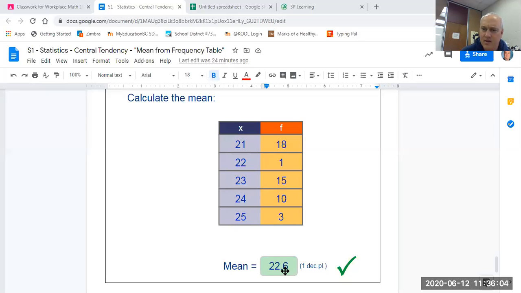Now, one other thing to consider when you're finding the mean: if you get a value that doesn't fall somewhere in between these values, then you've done something wrong. If I got a number like 16, well, 16 is not even one of these values, and it doesn't make sense that it falls outside of the lowest number we already have. Likewise, if I had a number like 52, it doesn't make sense that 52 would be the average of numbers that occur between 21 and 25. So 22.6 falls between these, so at least it makes sense.